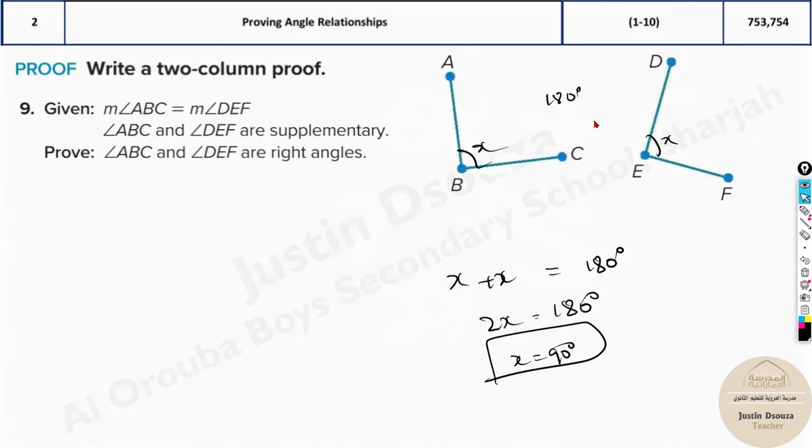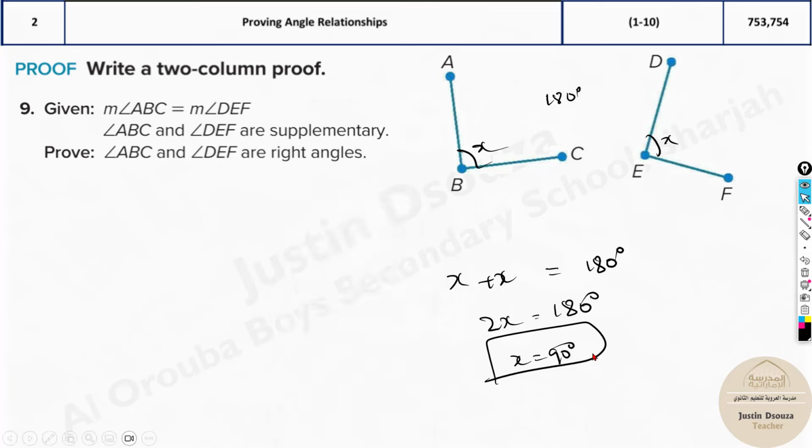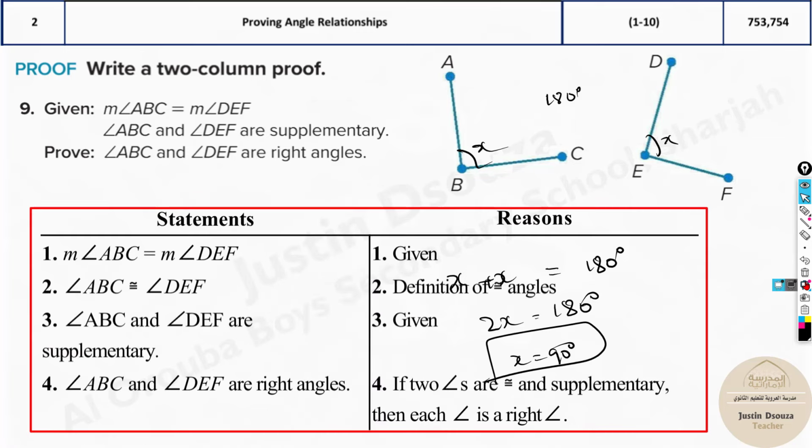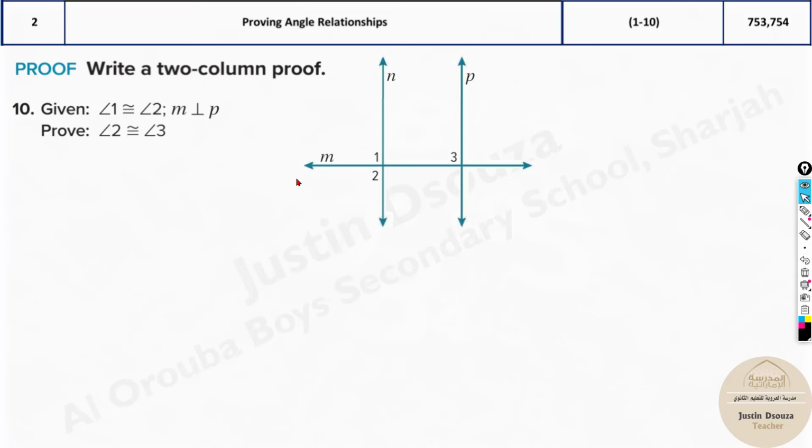So I'll show you how you can put this directly in the calculator. All you need to do is press alpha x plus again alpha x, that is equal to 180 degrees, because they are supplementary. Supplementary means 180. Now you need to first shift and solve and then equal to, it's 90 degrees. So that's why. And over here the proofs are given, because whatever is given you just write it out, and then ABC are right angles, because two angles are supplementary and they're equal to each other, then they must be right angles. And over here they have told M and P are perpendicular.